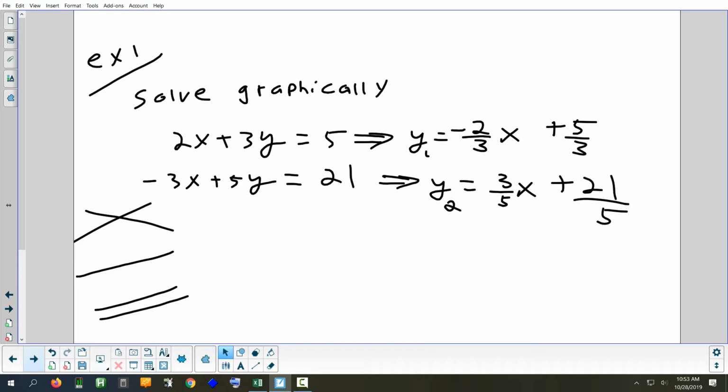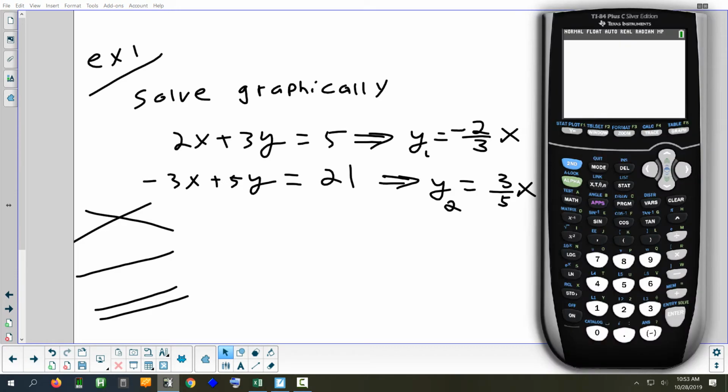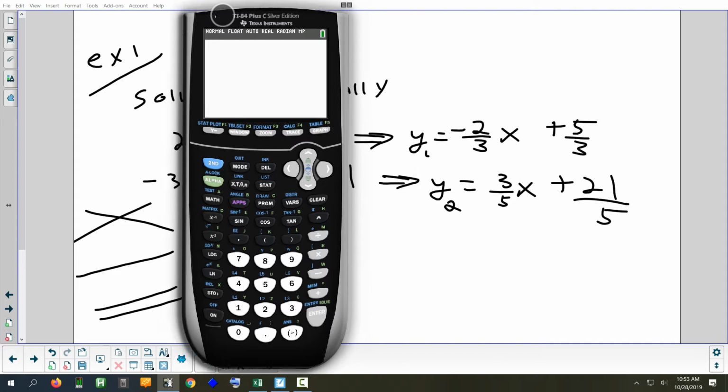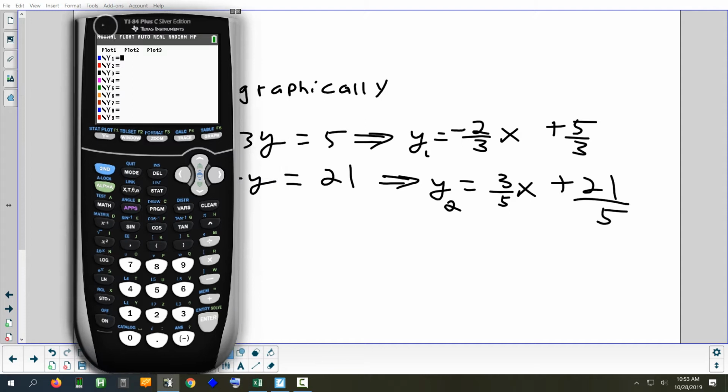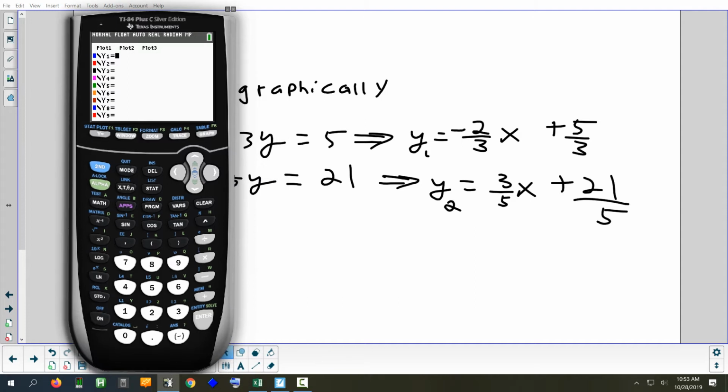Just looking at these real quick, can someone tell me, are they parallel? No, they have different slopes. And I can definitely tell they're not the same line. I mean, they have different slopes, they have different y-intercepts, so they're going to cross once. They'll make like an X shape.